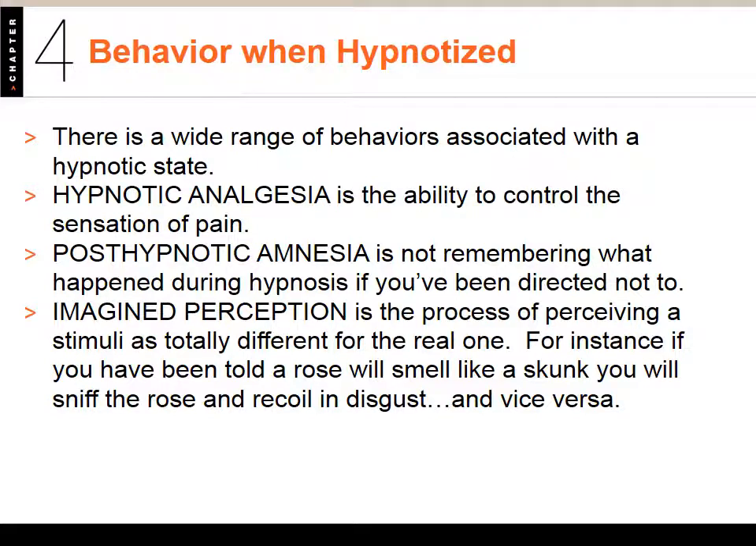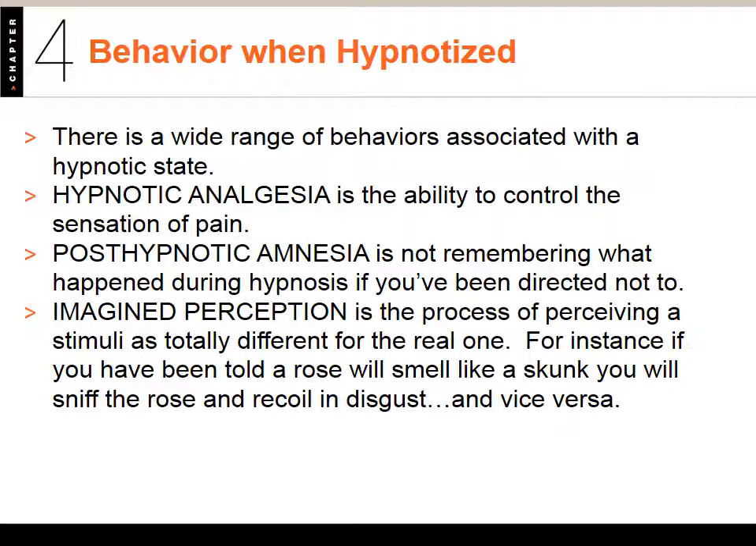Okay, there's post-hypnotic amnesia. It's not remembering what happened during hypnosis, if you've been directed or not. And then imagined perception is a process of perceiving a stimulus totally different from the real one. For instance, you're told to smell a rose, but it'll smell like a skunk, and you sniff it and recoil in disgust. I suppose post-hypnotic amnesia might be useful if you have some particularly traumatic memory. So probably, now you're getting into the useful therapy aspect of it.